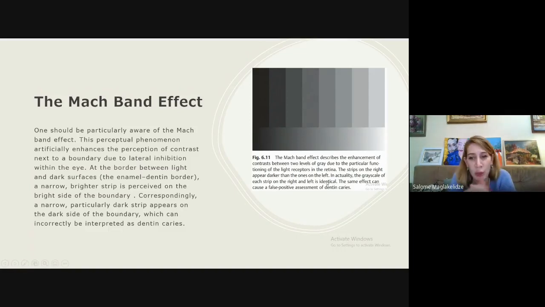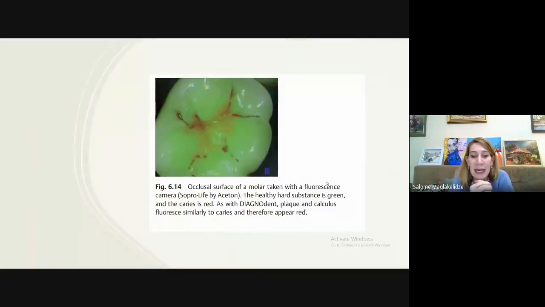So maybe you will observe this closely when I send you this lecture, because it needs a little bit of time to understand what we're talking about here. And the fluorescent camera is also very relevant today in detecting caries.